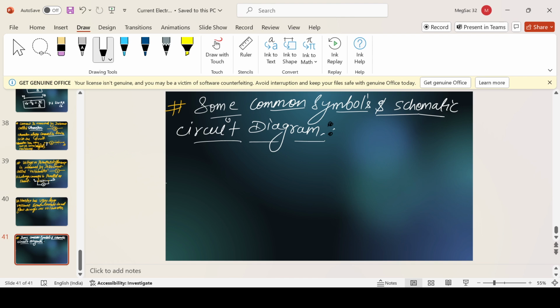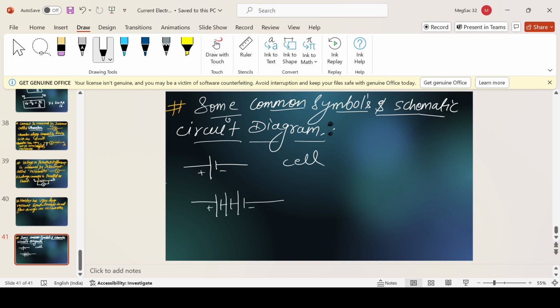Okay, so let's first of all go for some symbols. If we talk about the cell, this is the symbol for the cell, okay. This is called positive, this is called negative. This is a cell. Now am I saying correct? Yes. It's a cell, and this is positive, this is negative.